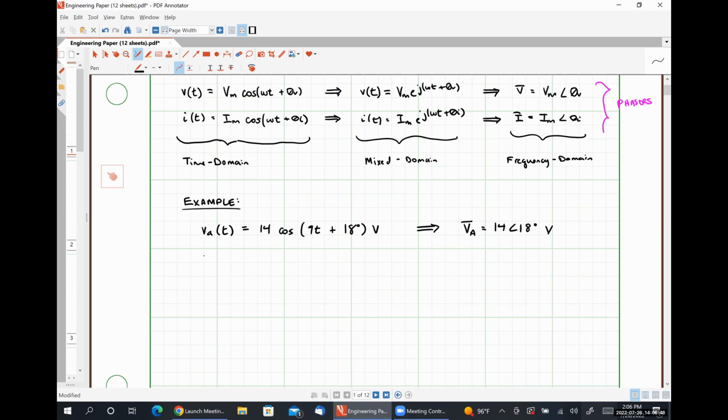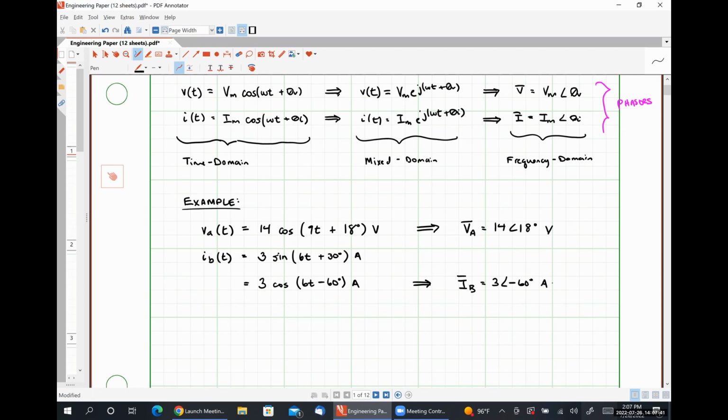If we had a current i_B(t) = 3 sine(6t + 30 degrees) amps, we would have to convert this sine function into a cosine function by subtracting 90 degrees from the phase angle. And then we could convert it into the frequency domain simply by keeping the magnitude of 3 and the phase angle of minus 60 degrees.